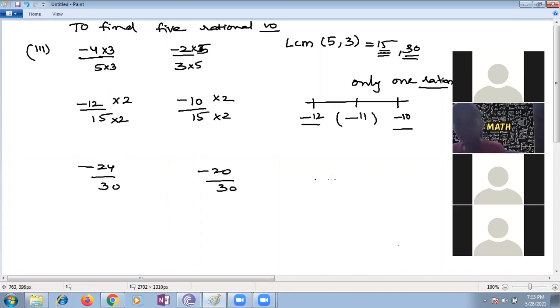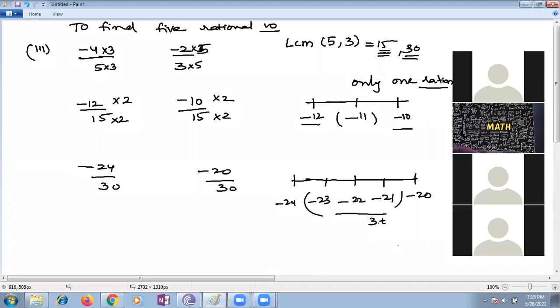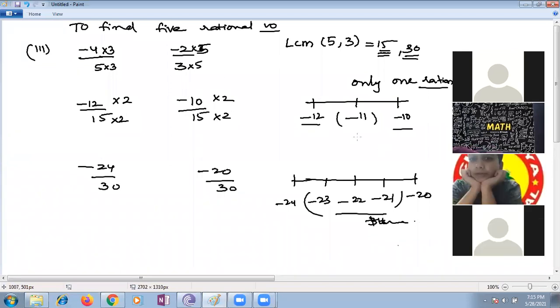Now you have to see on the number line, in between minus 20 and minus 24 you have minus 21, minus 22 and minus 23. In between you have only three rational numbers. Here only one rational number. So it does not fulfil our need.